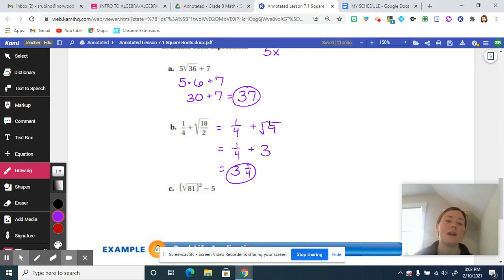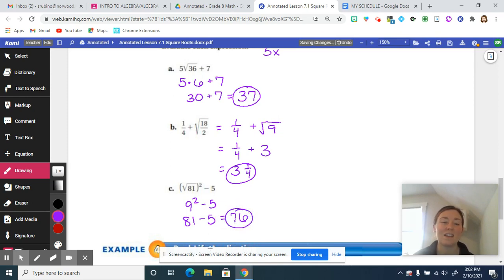Let's say we take the square root of 81. Remember, we're going to do what's in parentheses first. We know the square root of 81 is 9. So this becomes 9 squared minus 5. Well, 9 squared is 81. So now I have 81 minus 5, and I'm going to get 76.